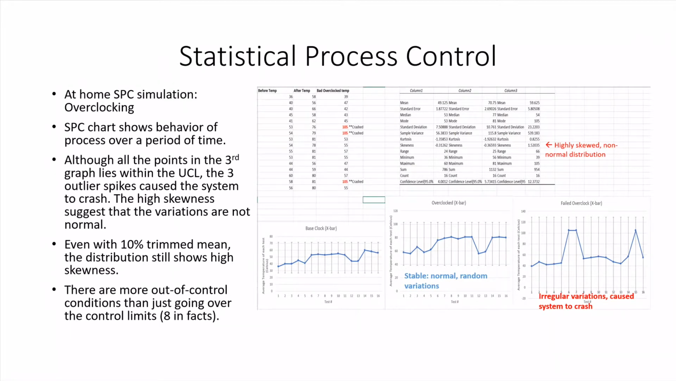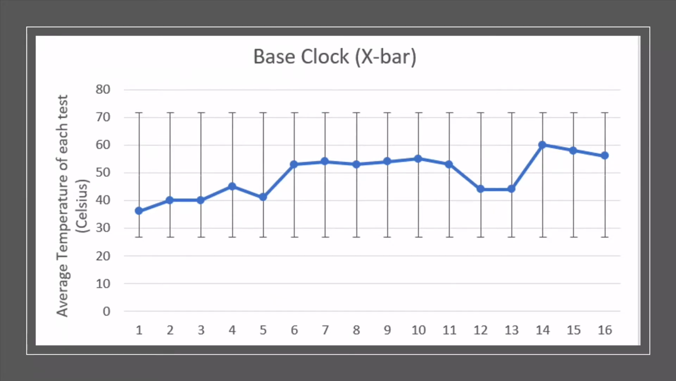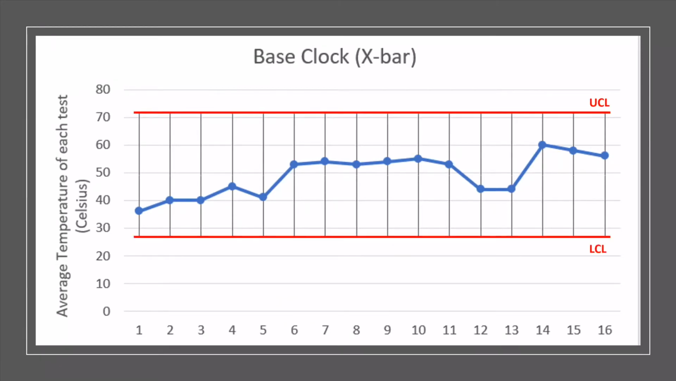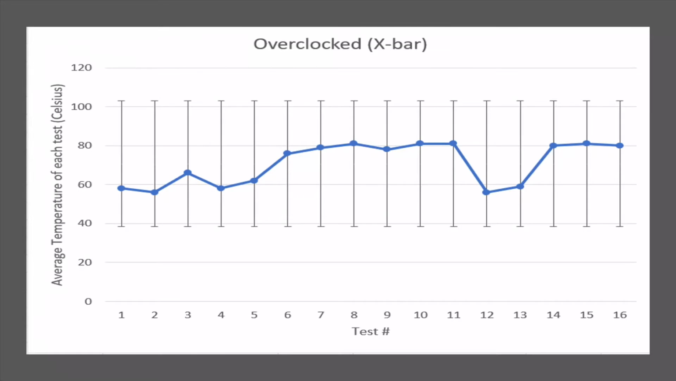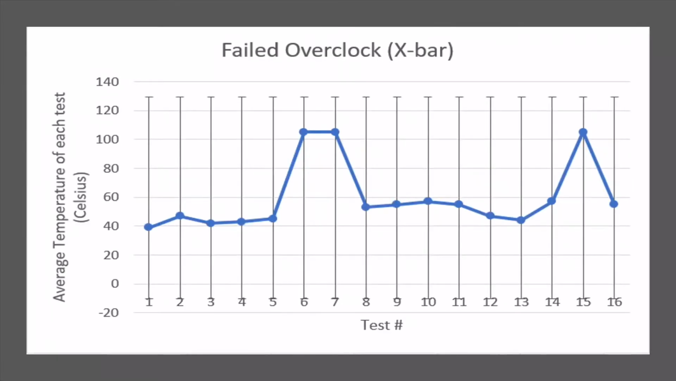In the graph, the two borders above and below the data points are called the upper control limit and the lower control limit. They indicate the point that is 3 standard deviations away from the mean, and anything over the upper control limit or under the lower control limit signals an unstable system. The second graph shows a successful overclock. The third graph shows one of my many failed attempts.